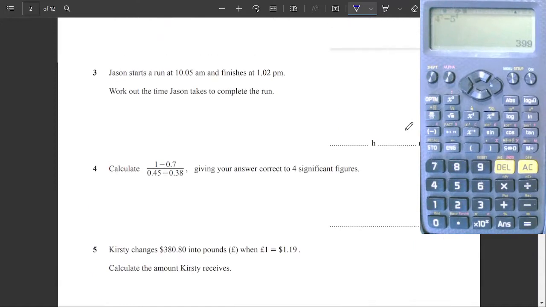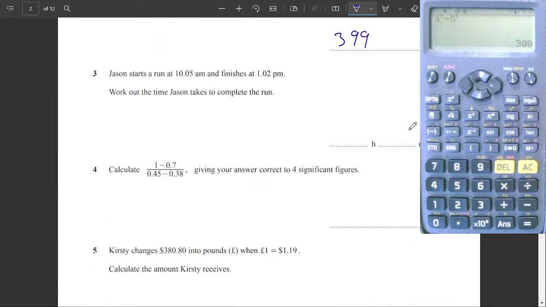Question 3, Jason starts a run at 10:05 and finishes at 1:02 in the afternoon. Work out the time Jason takes to complete the run. Okay, my favorite method here is the leapfrog method. So we start at 10:05. Let's jump to the nearest hour. That will be 11 o'clock. That will be 55 minutes to get there. Then from 11 o'clock, we go to 12 o'clock, and then we go to 1 o'clock in the afternoon.